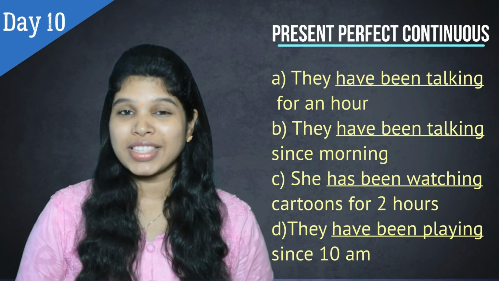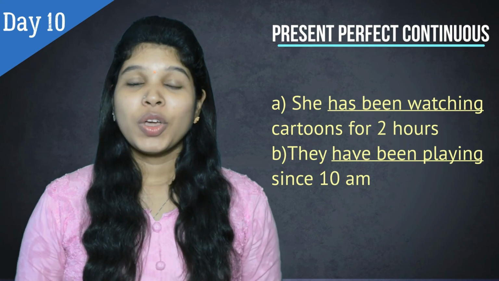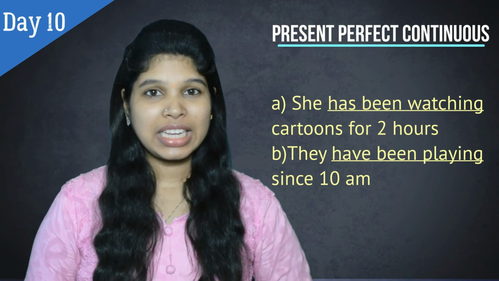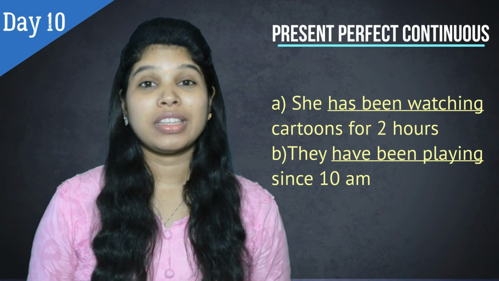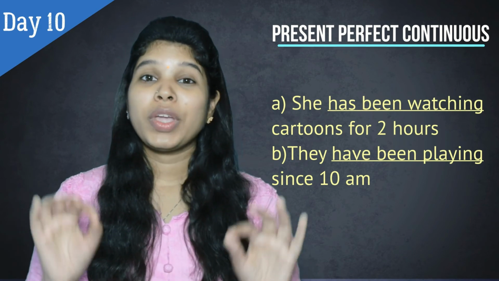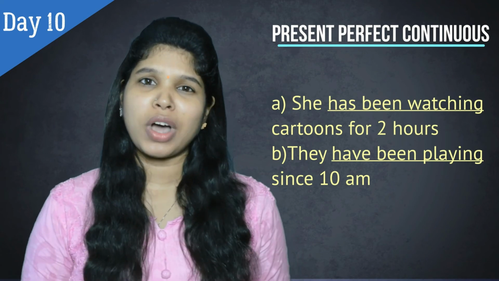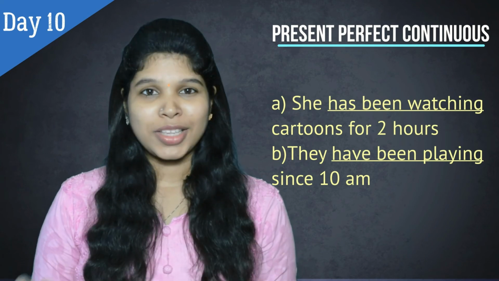And the rule is subject plus have been or has been plus ing form of the verb, because the action is still continuing in the present. Remember one more thing here. Whenever you use since in a sentence, you always have to specify the time, like since 10 a.m. or since 11 p.m. When you use for in a sentence, you need to give the time period, like for 2 hours, for hours together, something like that.